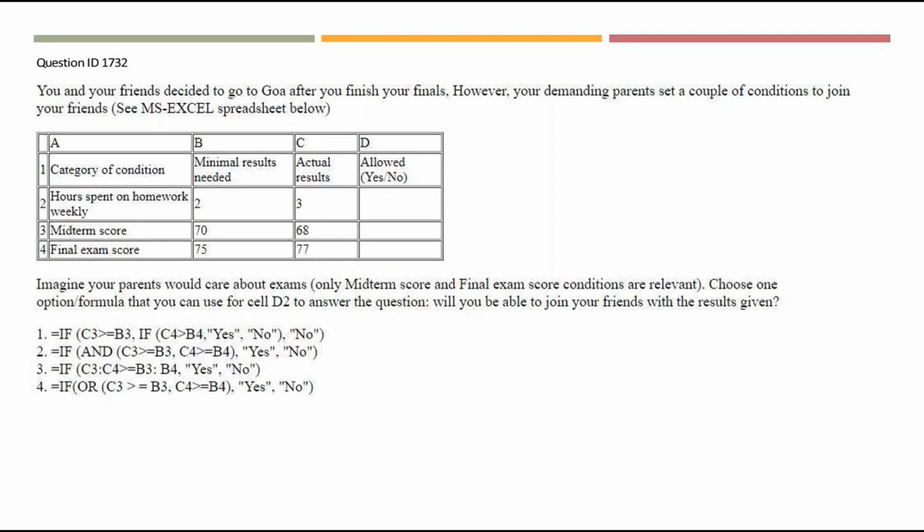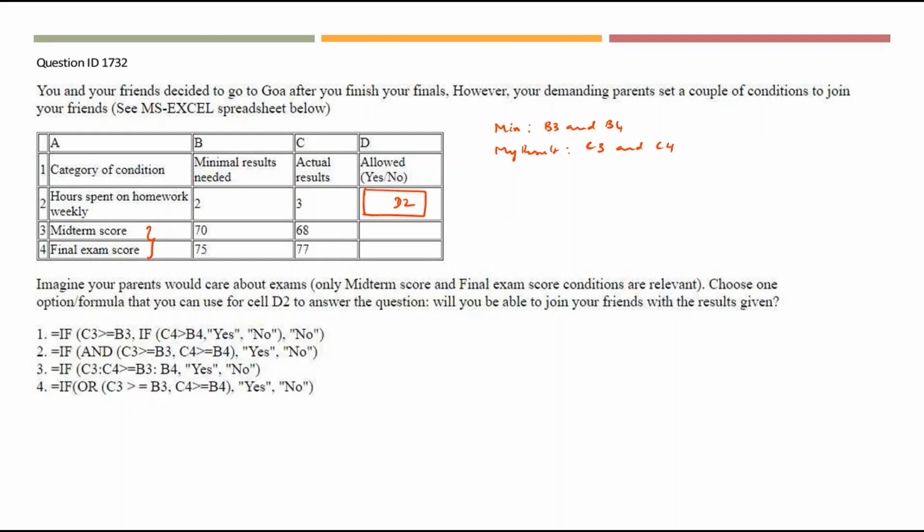Imagine your parents would care about exams. That is, only the midterm score and final exam score conditions are relevant. Choose one option or formula that you can use for cell D2. So this is cell D2 to answer the question. Will you be able to join your friends with the results given? Minimum marks to score is in B3 and B4. My result is in C3 and C4.